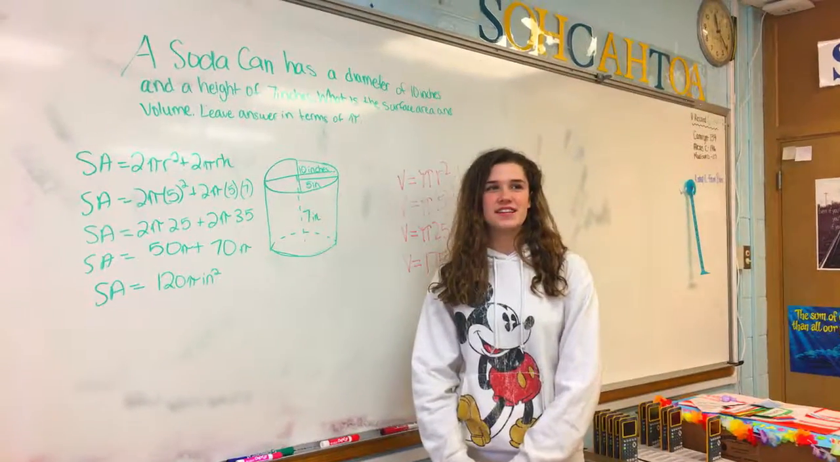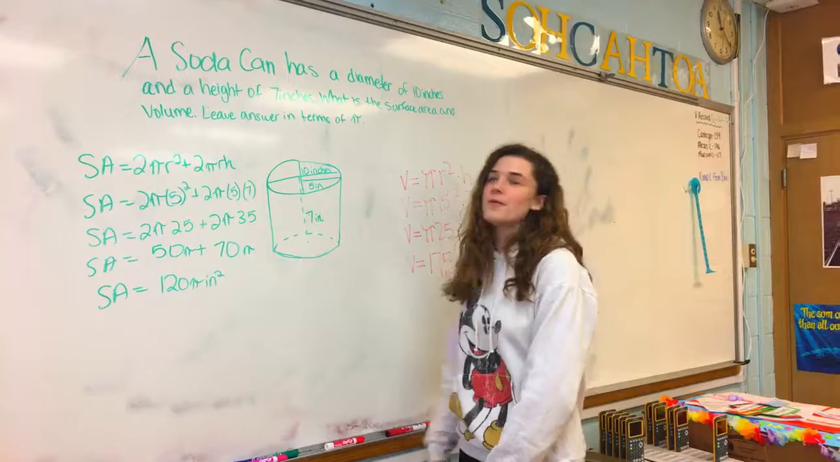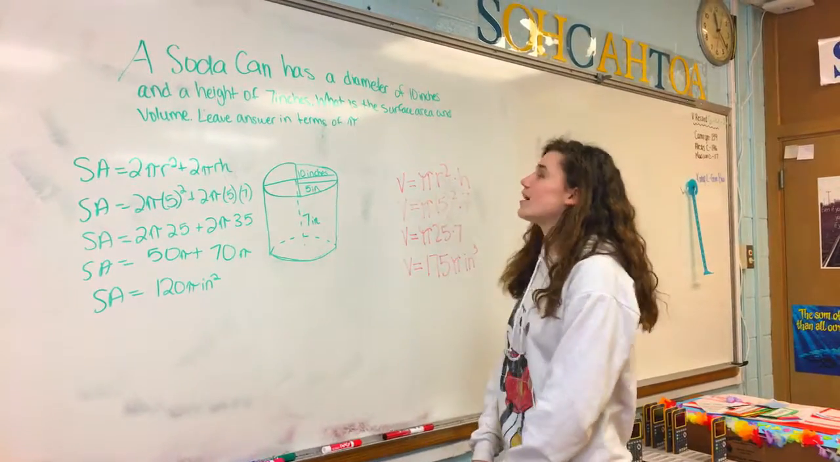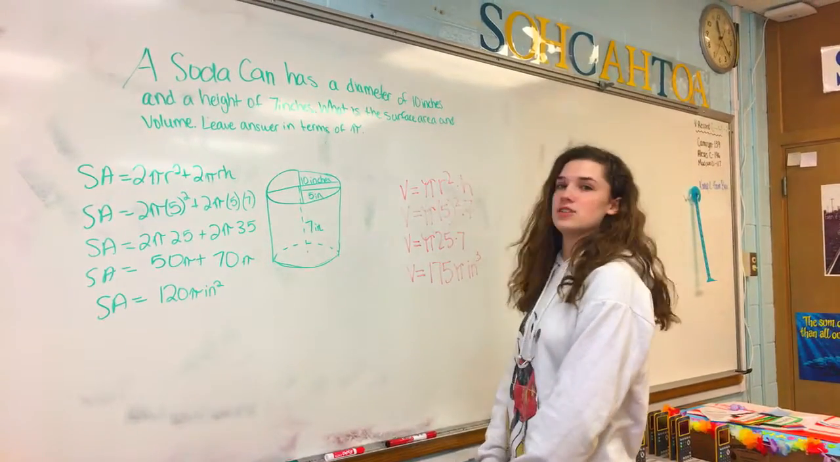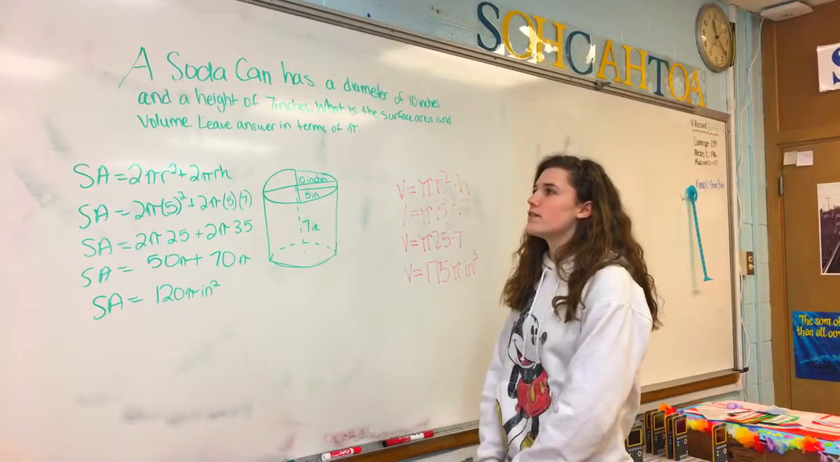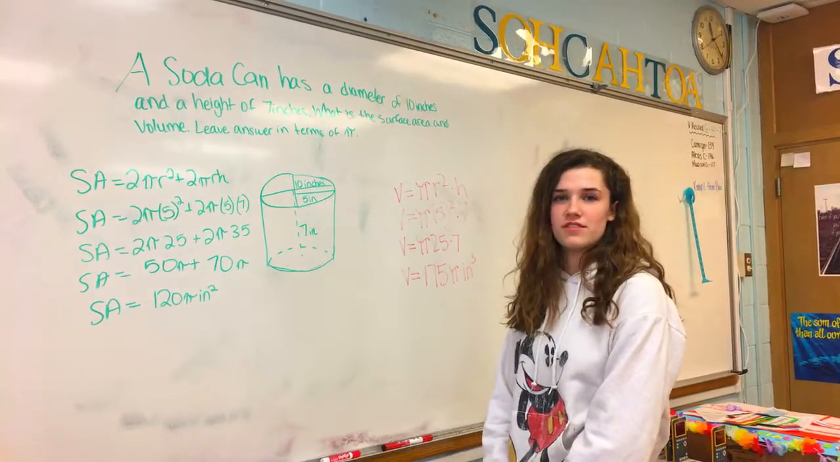Now that you have the hang of it, let's try a word problem. A soda can has a diameter of 10 inches and a height of 7 inches. What is the surface area and volume? Leave your answers in terms of pi.